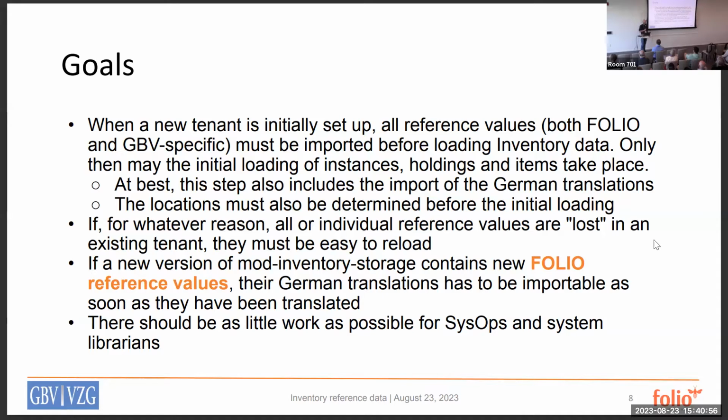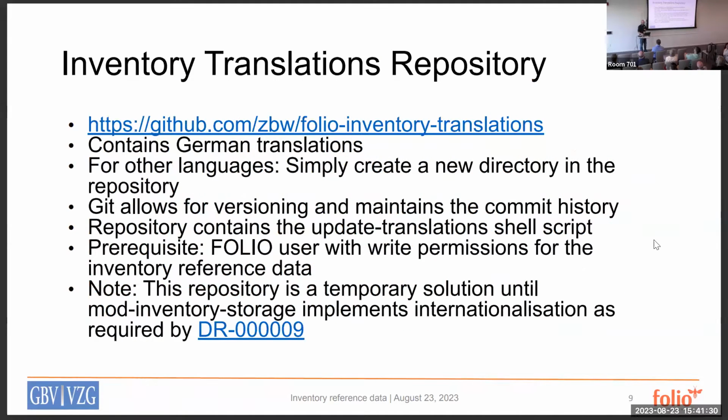We had cases where some reference data has vanished, and we don't know why. That is why we want to have a way to re-import them if they have gone lost. And there have also been cases where a new version of mod inventory storage came with new reference values that maybe one library had requested, and they were then added to FOLIO. And of course, we want to minimize work and have it as efficient as possible.